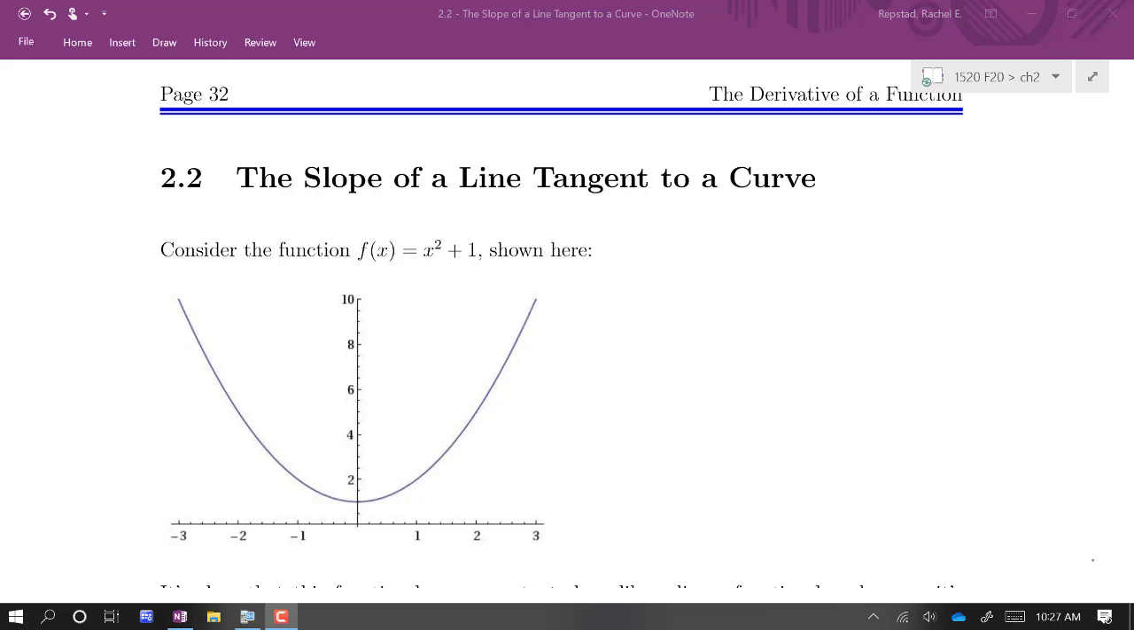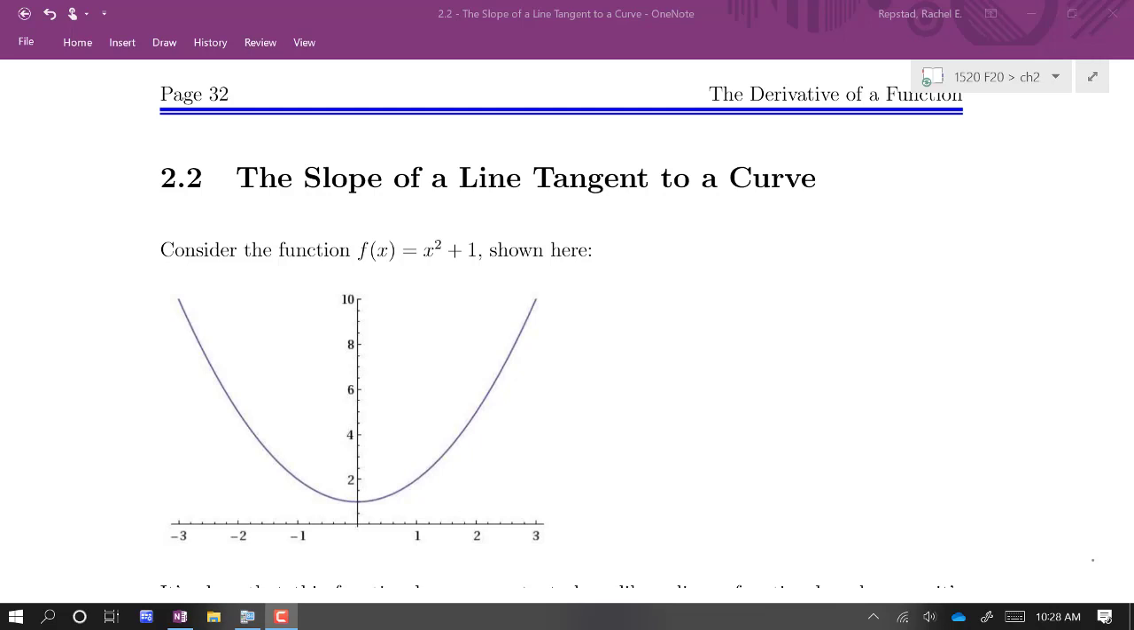All right, now we're going to talk about how to find the slope of a line that's tangent to a curve. The concept of a tangent line is really pretty simple visually, geometrically, and we're going to take what we learned in the last section with the limit, defining the limit of a function, to help us figure out what the slope of a tangent line is.